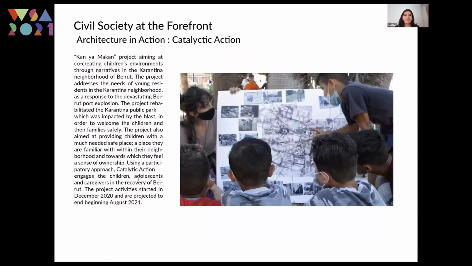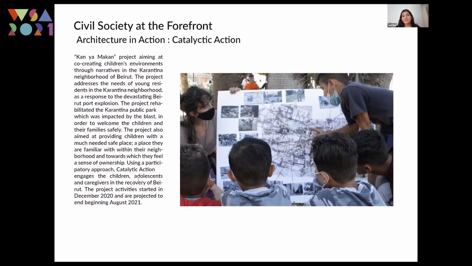Another initiative with a slightly different focus was entitled Catalytic Action. Catalytic Action is an NGO which started a project called Kanya Makan, aimed at co-creating children's environments through narratives in the Karantina neighborhood of Beirut. The project addresses the needs of young residents in the Karantina neighborhood as a response to the devastating explosion. It rehabilitated the Karantina public park, which was impacted by the blast, in order to welcome the children and their families safely. The project also aimed at providing children with a much needed safe place, a place where they are familiar with within their neighborhood and towards which they feel a sense of ownership.